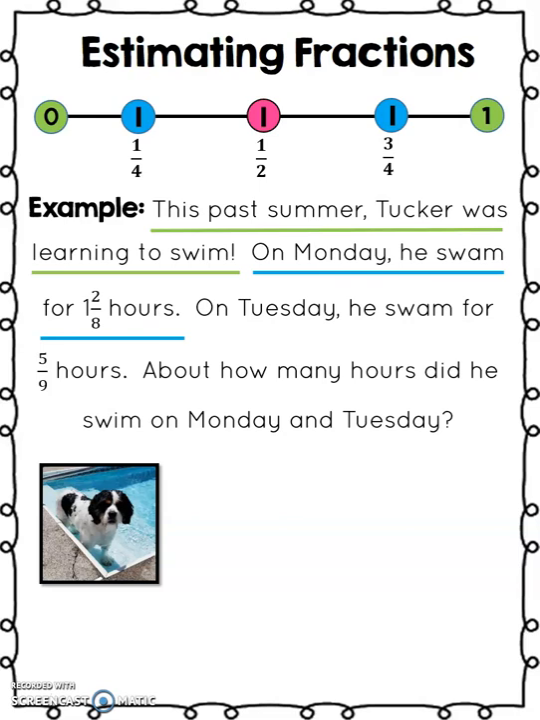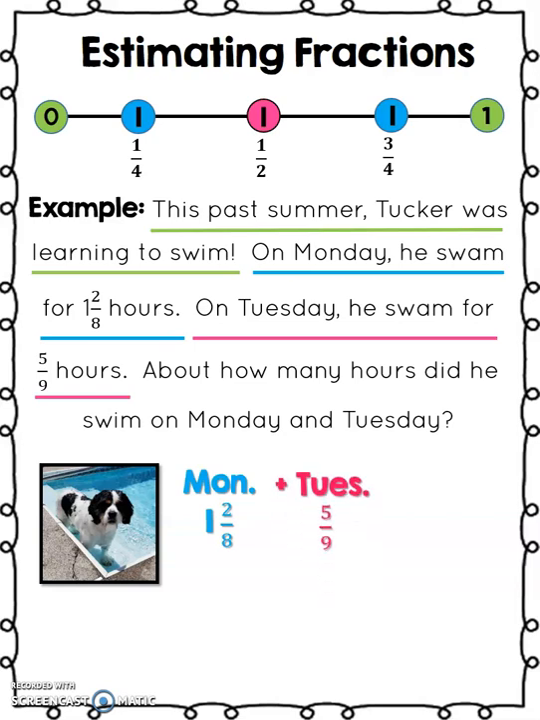On Monday, he swam for 1 2/8 hours. So that means I'll write down that on Monday, it was 1 2/8 hours of time. Then the next sentence tells me, on Tuesday, he swam for 5/9 hours. Well, because I read the whole question and I know it's asking me for the amount total, I know that I'd be adding those 5/9 hours to the Monday's 1 2/8.